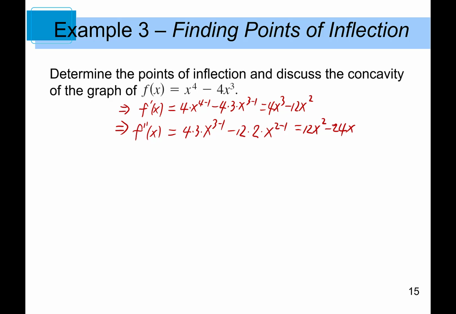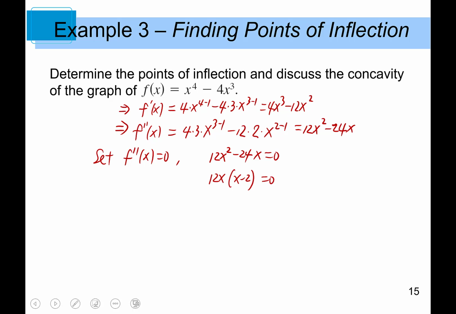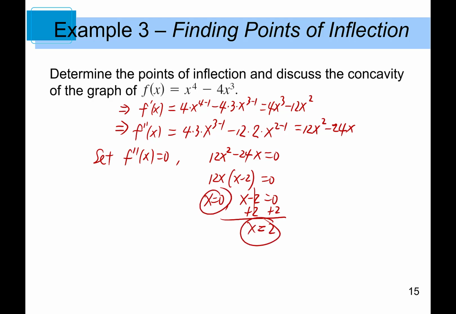Now we set the second derivative equal to 0 and solve for x. So set f''(x) = 0. That means 12x^2 - 24x = 0. If you factor out 12x, we get 12x(x - 2) = 0. Setting each factor equal to 0, we get x = 0 and x - 2 = 0, so x = 2. 0 and 2 are the points we have to check.